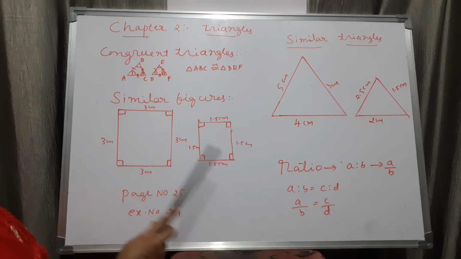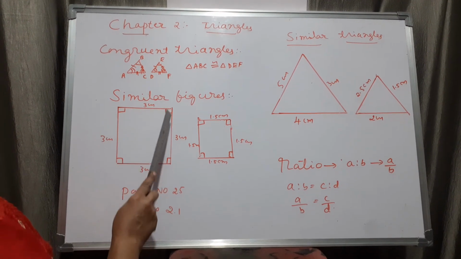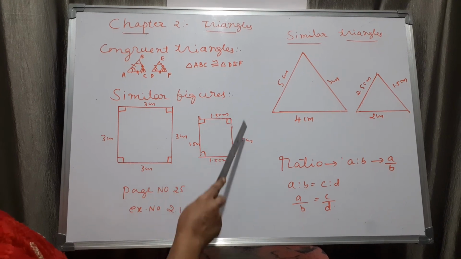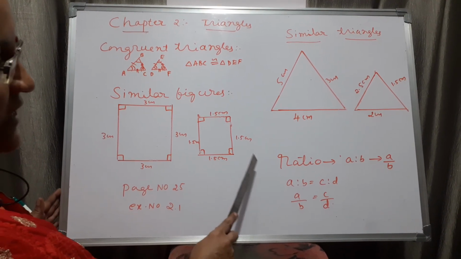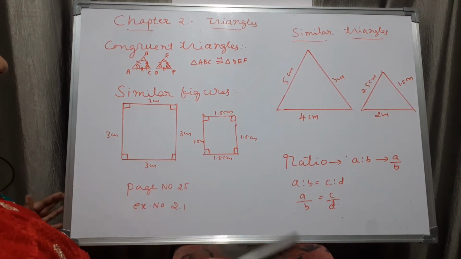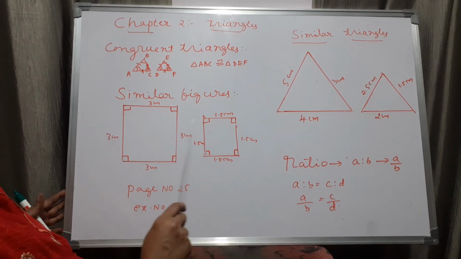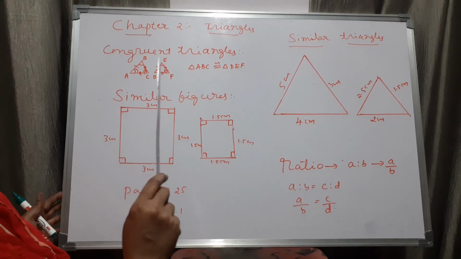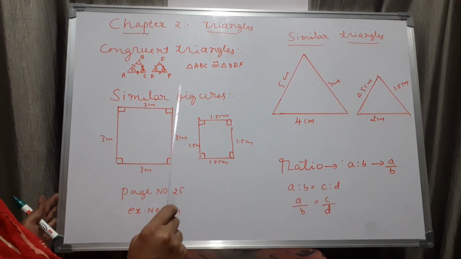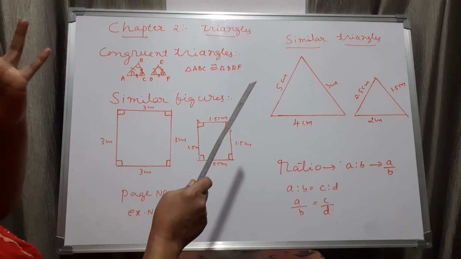Now see here, it's a big square. All the sides are 3 centimeters. In the small square, the sides are 1.5 centimeters. I have taken these. Now listen here. See, these two figures are there now. These two squares, they are similar squares. Similar squares, not congruent squares.